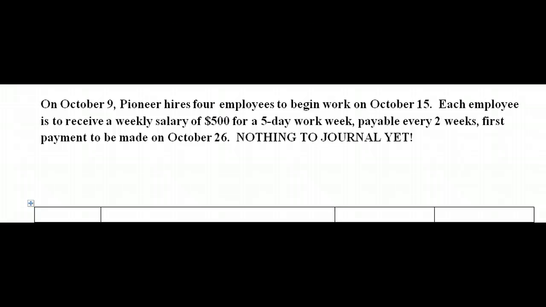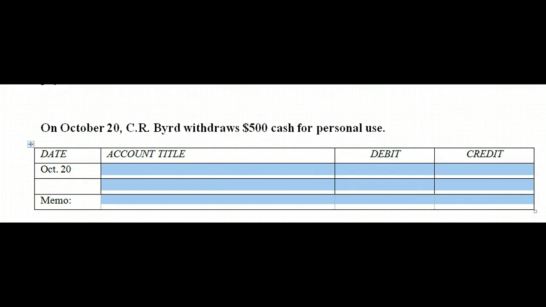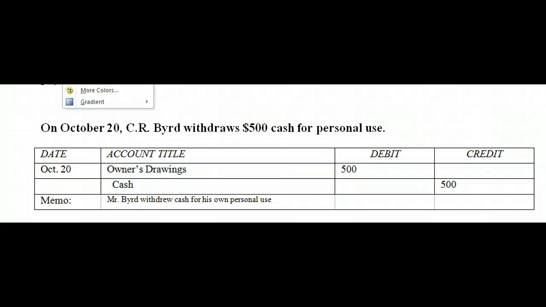On October 9th, we hire 4 new employees. We're going to pay them later, so we have nothing to record right now. On October 20th, the owner withdraws $500 cash. Remember that drawing accounts look like expenses, but they aren't. In other words, they are also recorded as debits. So what we're going to do is we're going to debit the owner's drawing account for $500 and credit cash. Cash is an asset. Assets increase with debits, so they decrease with credits. We make our little memo note down here.